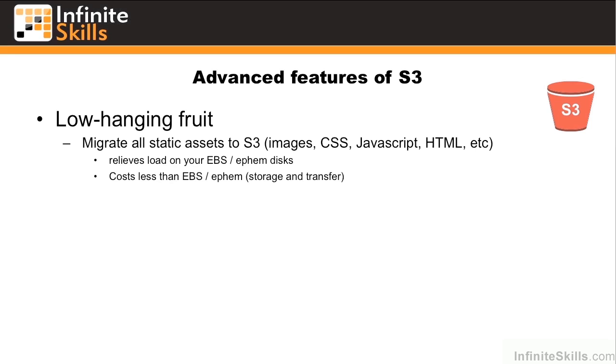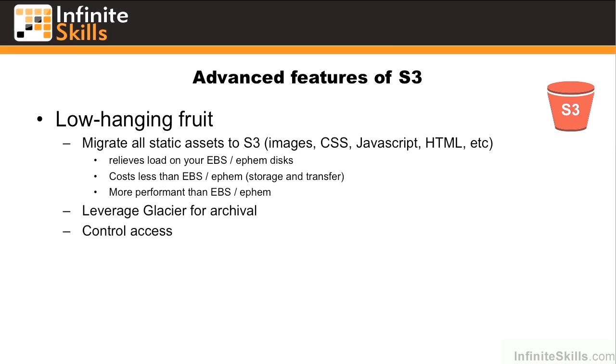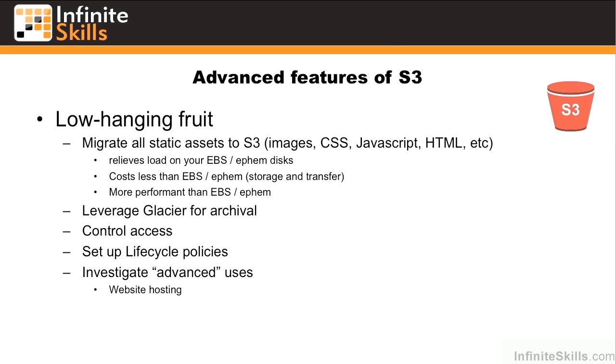The cost to both serve and store out of S3 is much lower, and it's actually more performant than EBS and ephemeral. The next step is to try to leverage Glacier for archival, locking down access, setting up lifecycle policies, investigating advanced uses, such as website hosting and direct to S3 uploads, as well as perhaps versioning and logging.